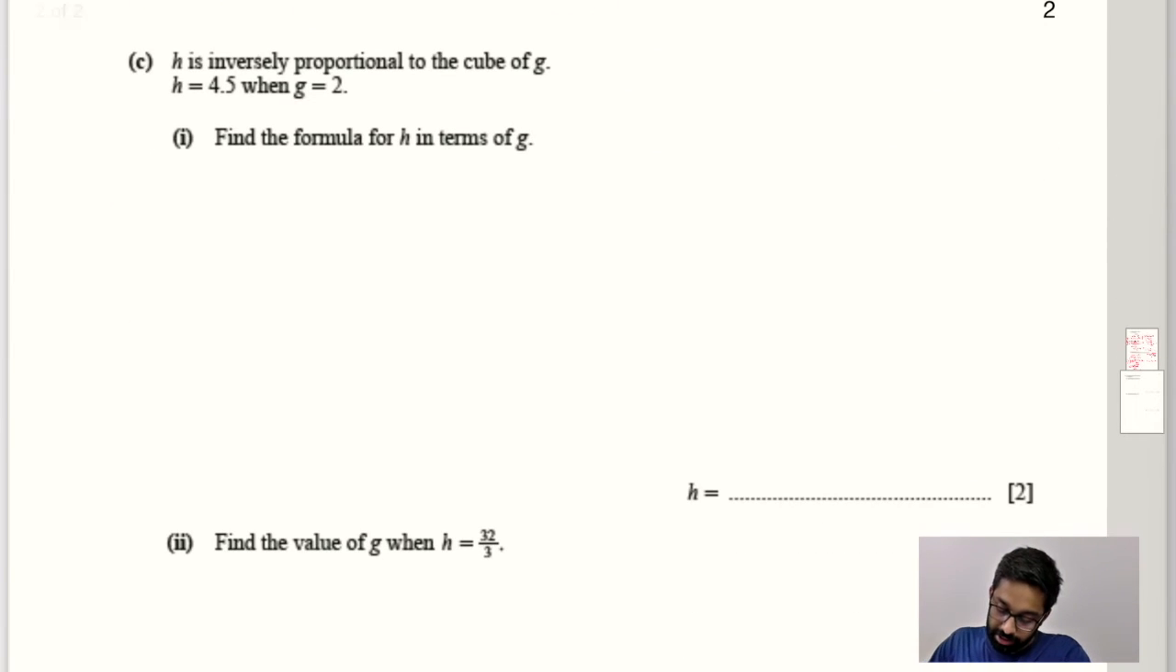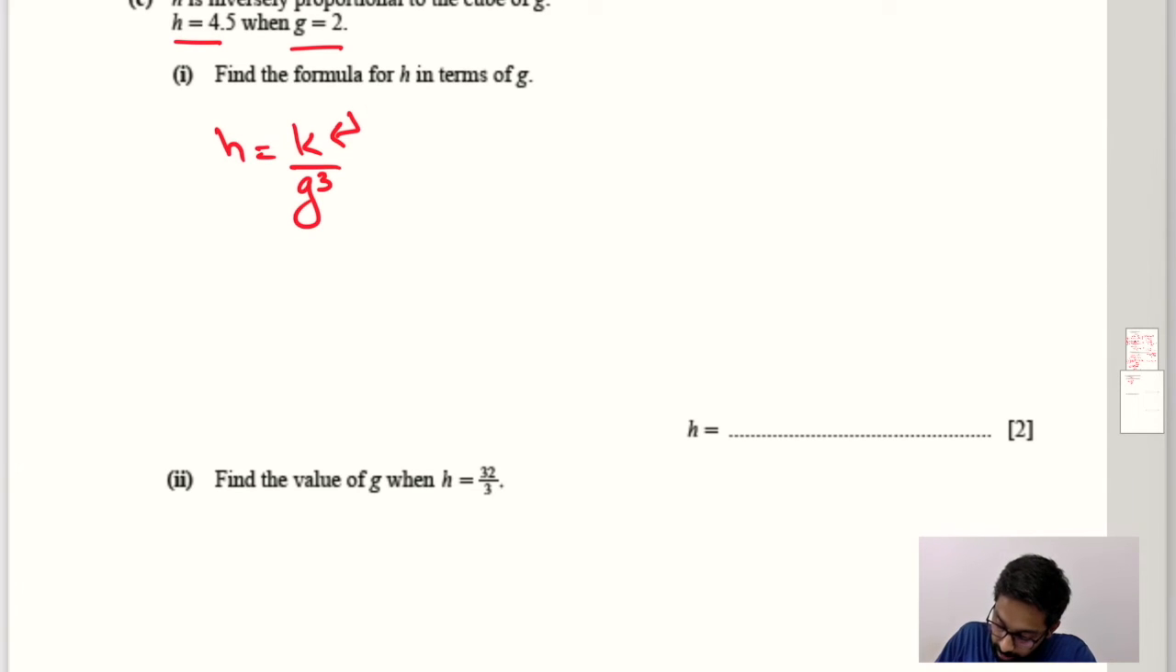The next part says h is inversely proportional to the cube of g. h is 4.5 when g is 2. Find the formula for h in terms of g. So, inverse proportion means that h is equal to k over g cubed. Don't forget the cube. So first we need to find the constant. The constant here is the value of k. The values of h and g are given to you. We plug this into the formula.